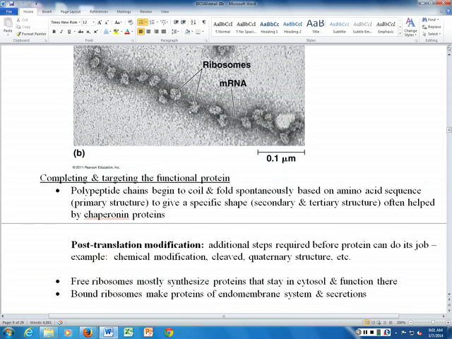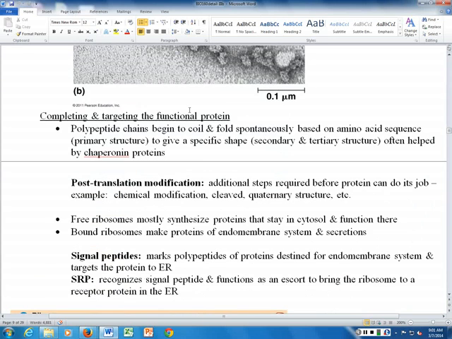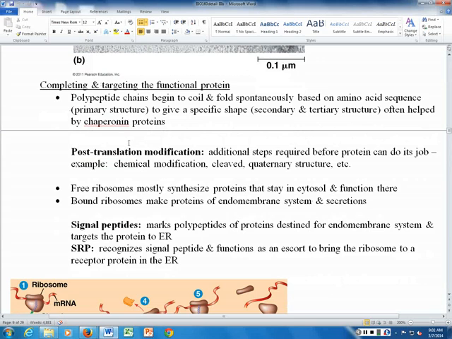So after you make them, you're going to have your polypeptides start to fold into their normal shape spontaneously. If you remember when we talked about protein structure, you had the primary structure, which was the sequence. Secondary is where it made the alpha helices or beta pleated sheets. Tertiary, where it started to fold up. Quaternary, where you had multiple polypeptides come together. That's what's going to happen to them next.